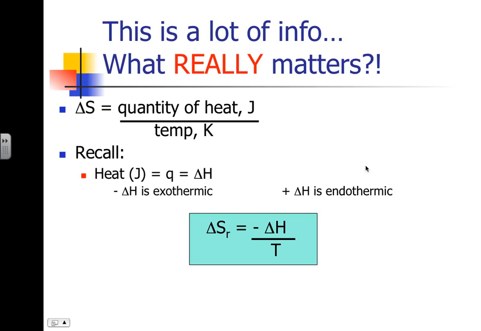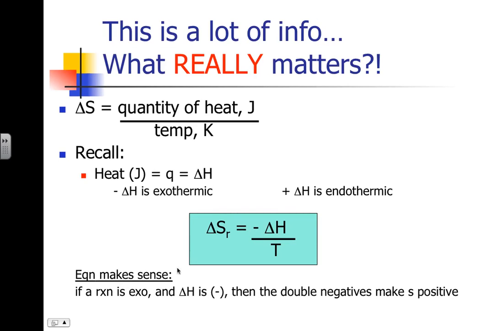Now notice the slight change. Notice that there's a negative sign right here. That makes total sense. If a reaction is exothermic and the delta H is negative, then the double negatives cancel, and they make S positive. So do you see? I have to have that negative sign in there. What you see in the blue box is the equation that we're going to use to do a couple of little calculations with entropy values today.